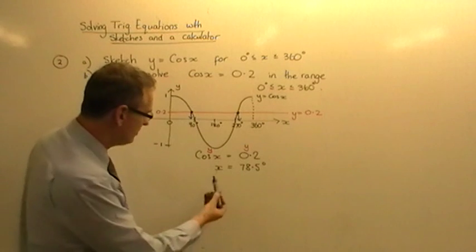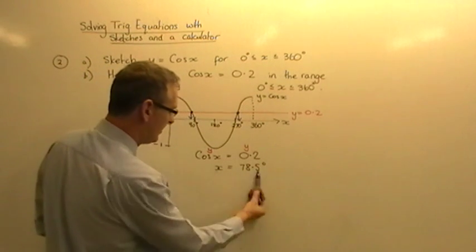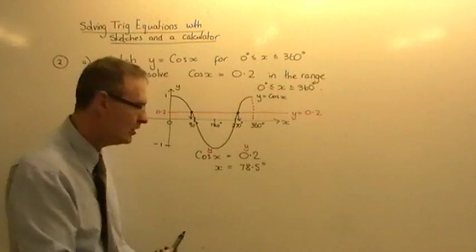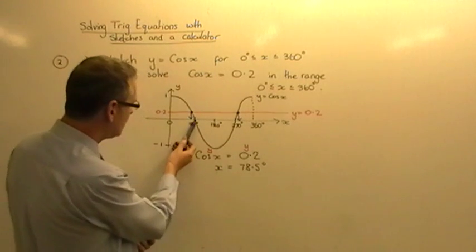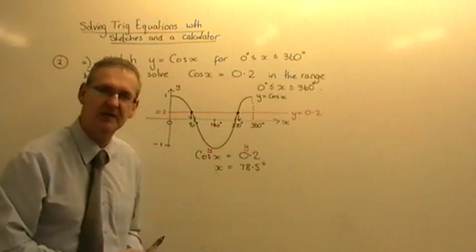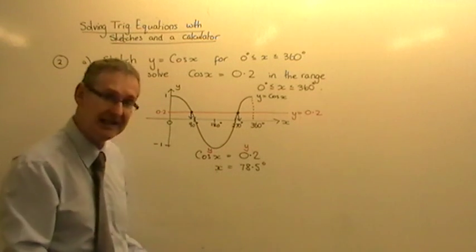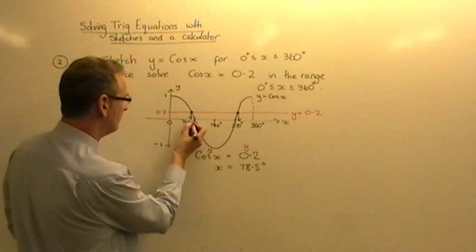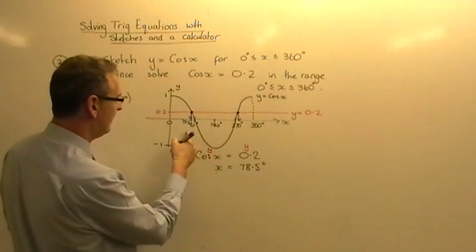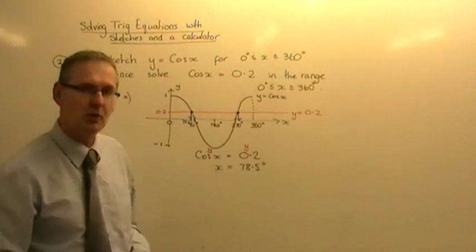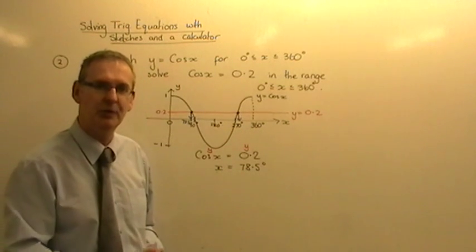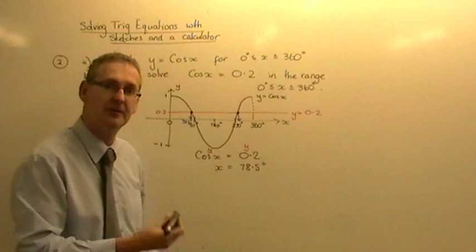However, we do know that one of the answers from this bit of calculator work should be 78.5. Well, if you look at your picture, there is one answer that's a little bit short of 90 degrees. Well, that quite clearly must be the 78.5 degrees that the calculator gives. Now you can quite clearly see that there's a second answer. That second answer we now work out from symmetry of the picture.